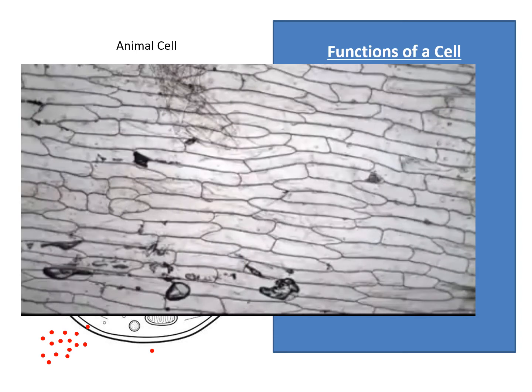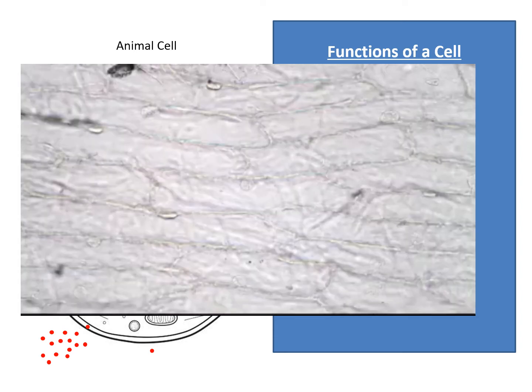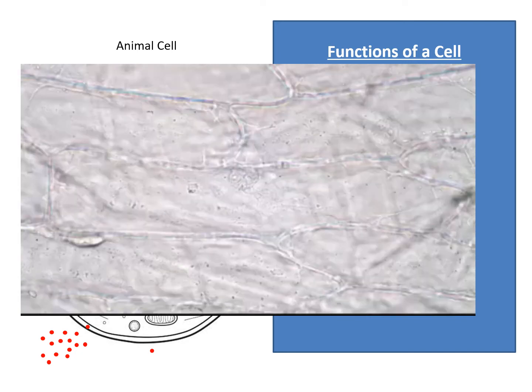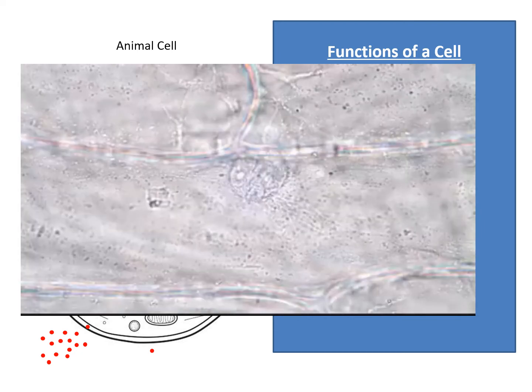But look at the cell in the center. I'm going to now go a little bit higher. We're using the 10x objective, and we can see that the central cell has a circle at the top. And this circle, that is the nucleus, which stores the DNA, yet at a higher magnification. The circle now, of course, also becomes bigger. It's pretty much in the center.